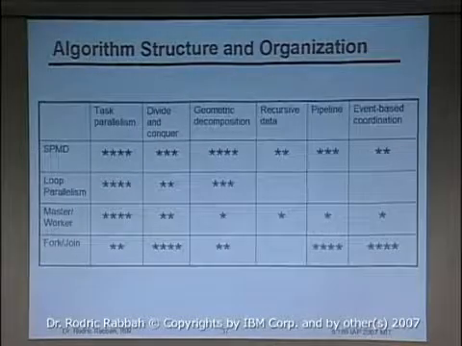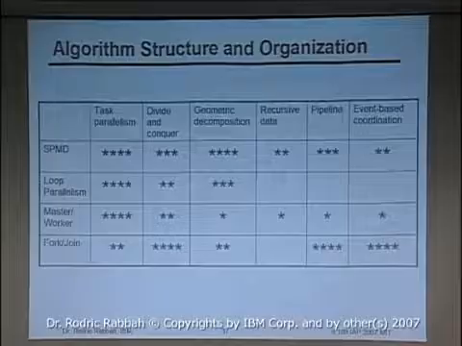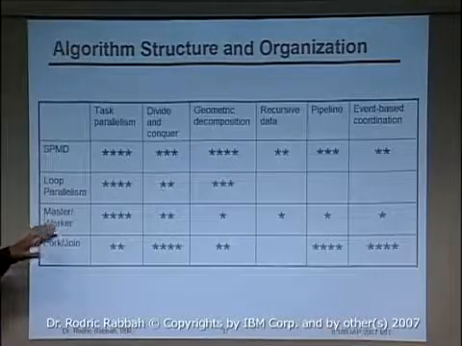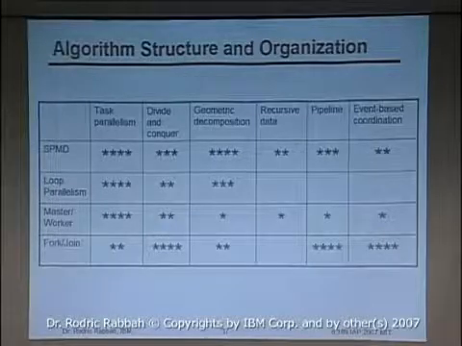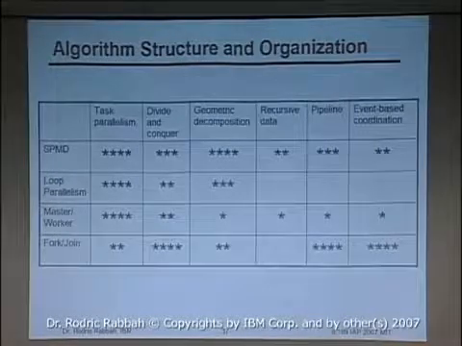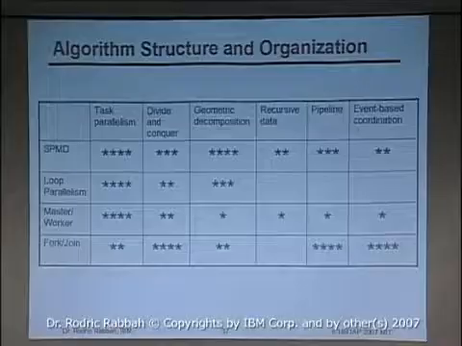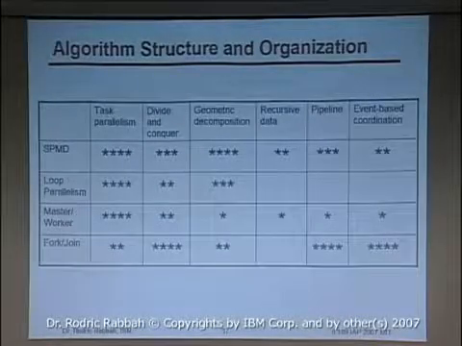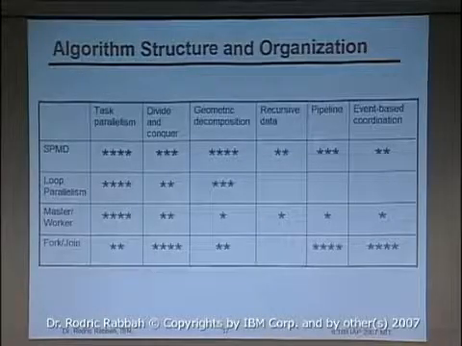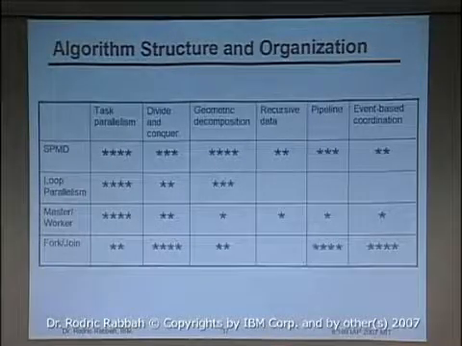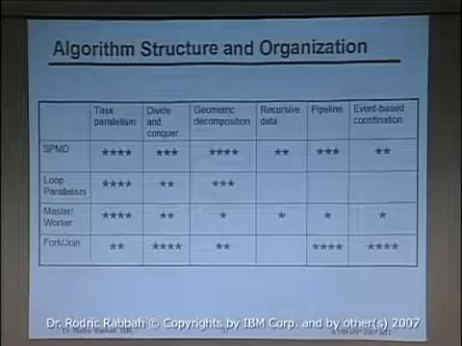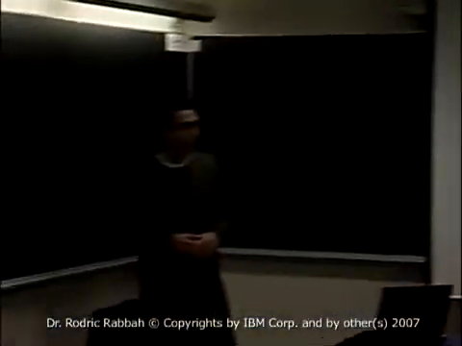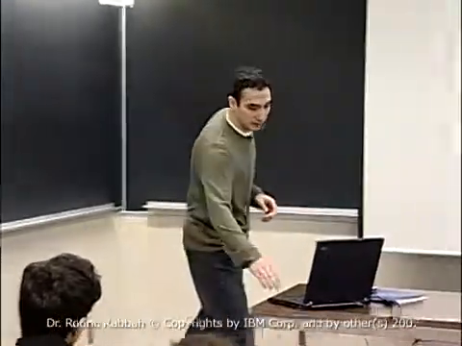Recursive data structures have very specific models that you can run with. Largely, master worker is a decent implementation choice. SPMD is another. And you're going to hear more about the pipeline mechanism in the next talk, so I'm not going to talk about that very much. Event-based coordination is largely dynamic, so fork join works really well. If you're buffering, then you could do OK with master worker with pipelining.